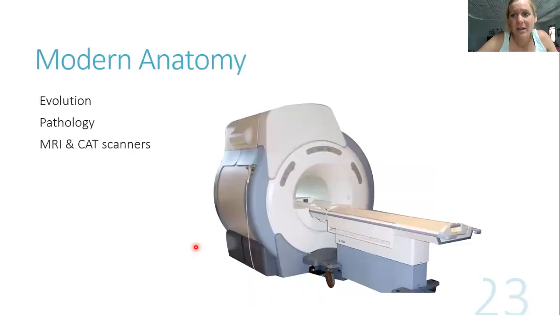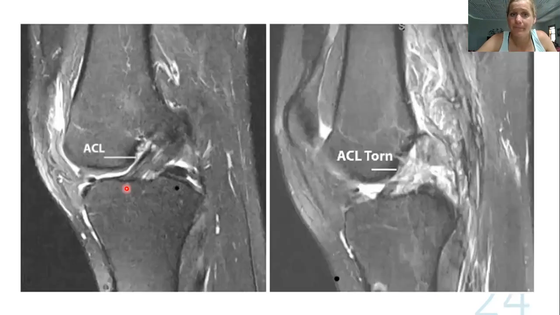Modern anatomy, we've developed some other techniques and other toys to get a better understanding of what's going on, particularly as it relates to pathology. So disease, injury, those types of things. We've got MRIs and CAT scans that we can use to get a better understanding of what's going on. Here you can see an ACL versus a torn ACL. This, I believe, is an MRI.